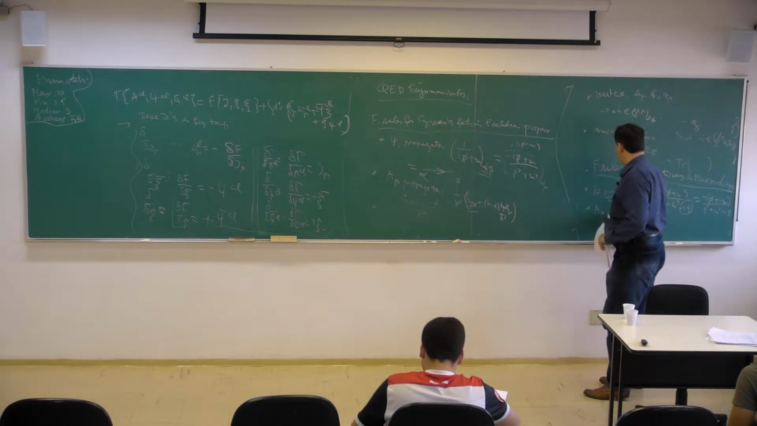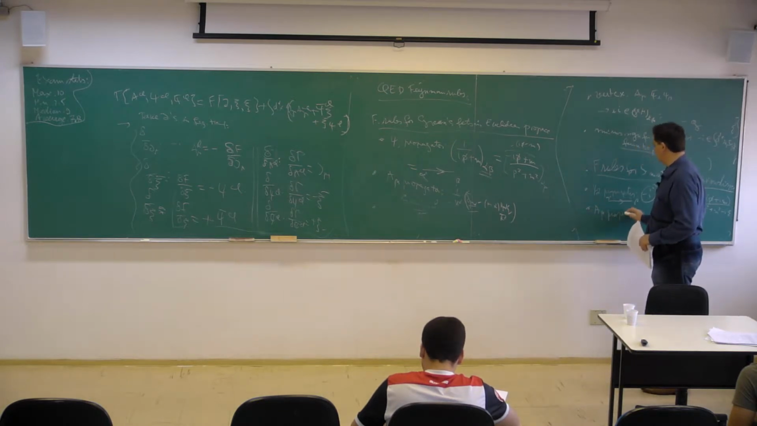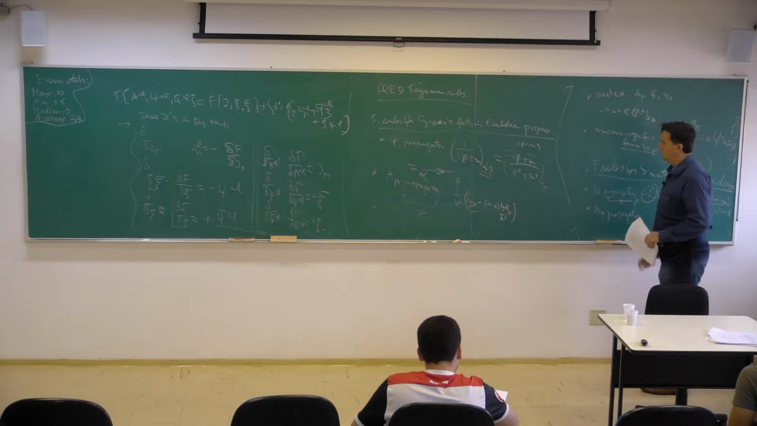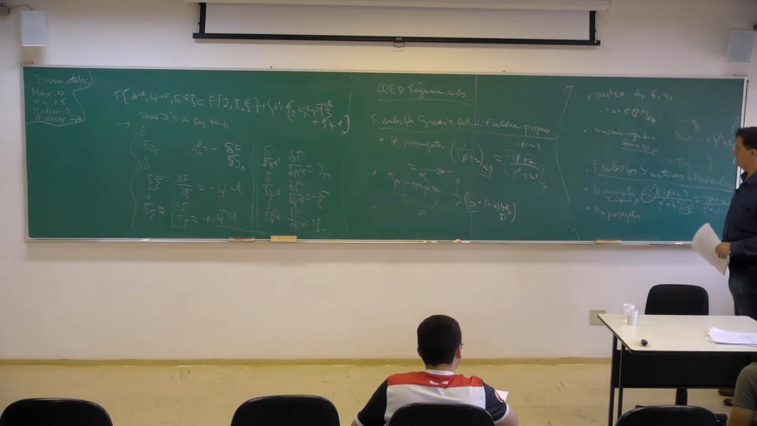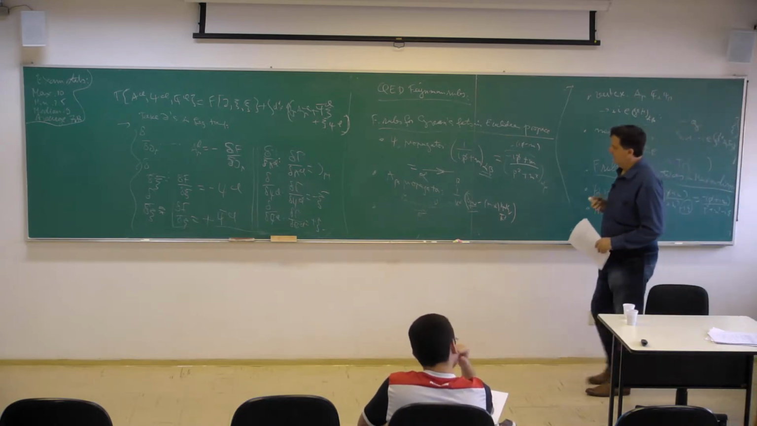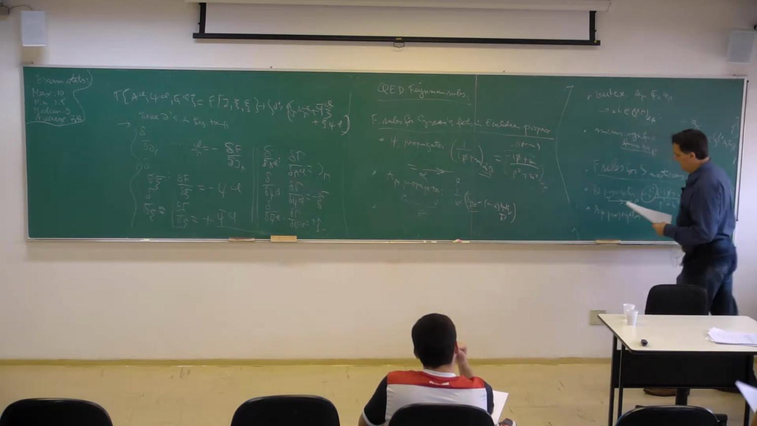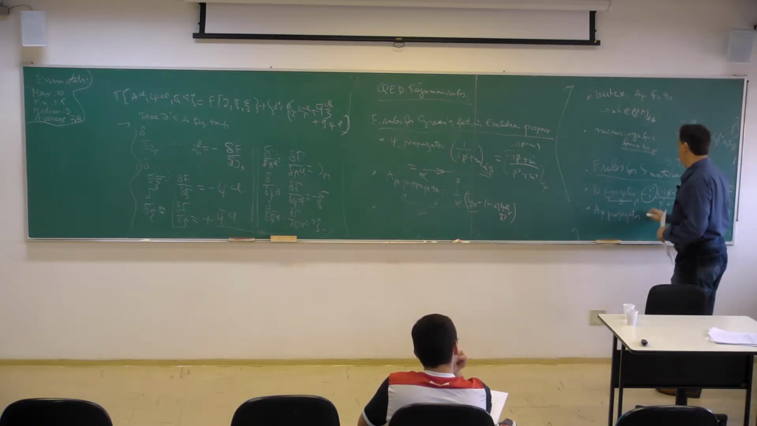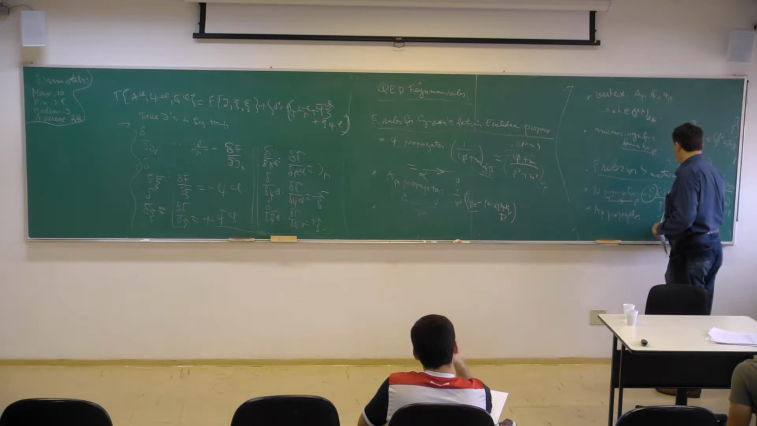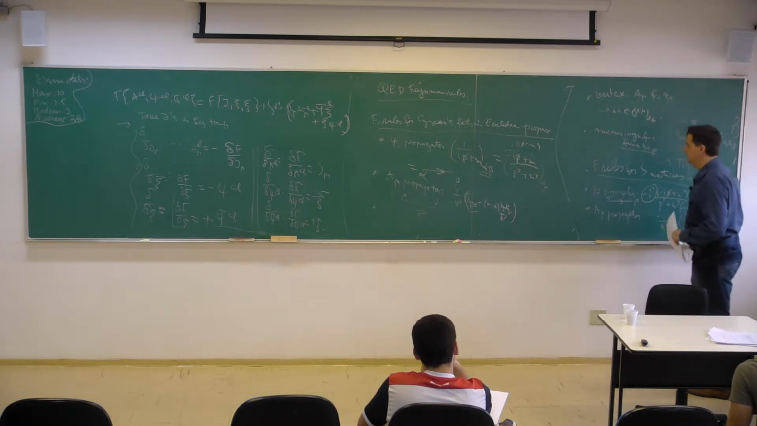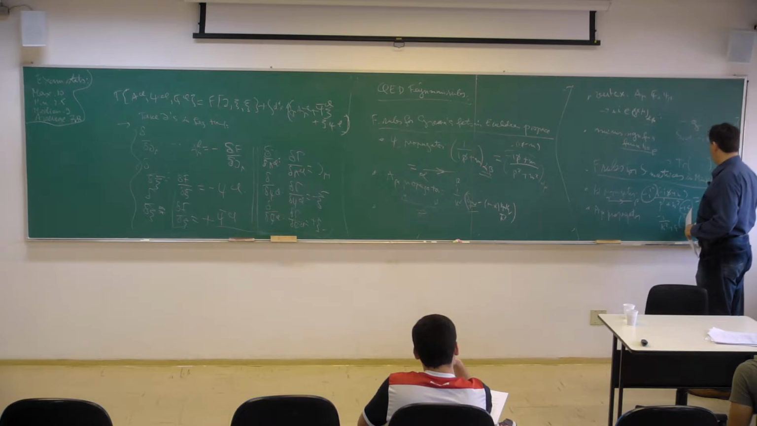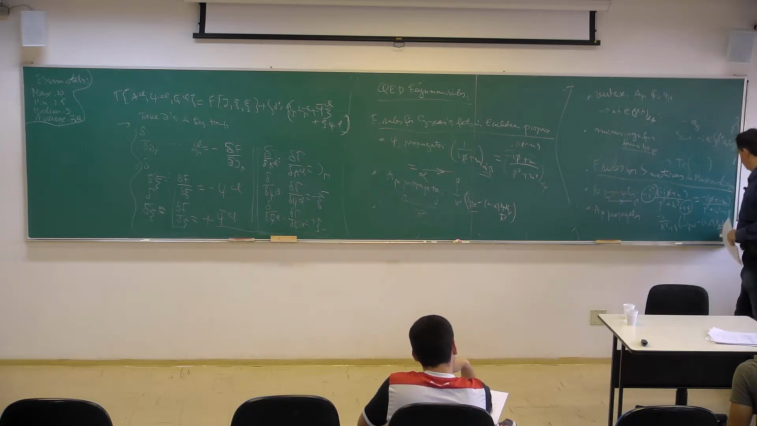Then the propagator for the gauge field, again the same thing. It's minus i in front and minus i epsilon in the denominator. So this is minus i over k squared minus i epsilon, delta mu nu minus 1 minus alpha k mu k nu over k squared.